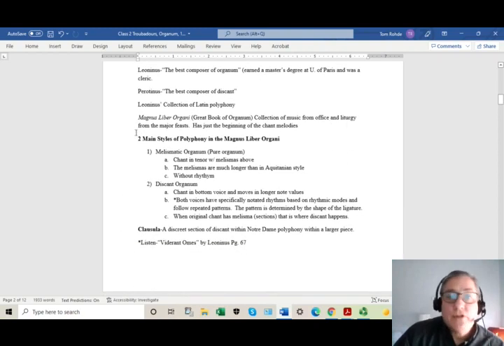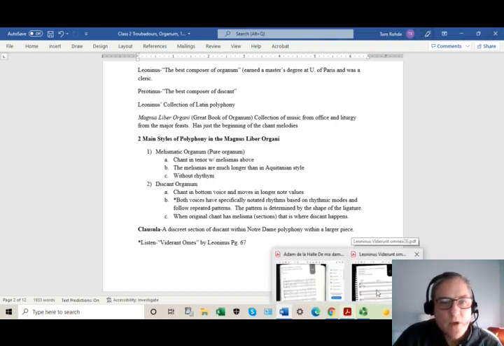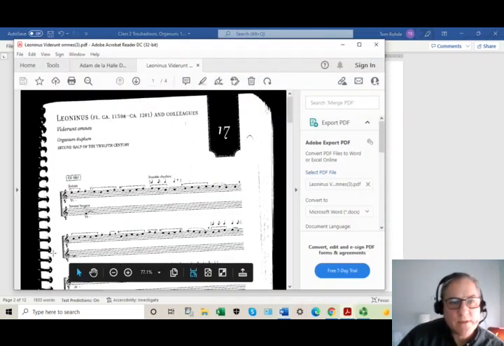There are two types or styles of polyphony found in the Magnus Liber Organi. One is melismatic organum, also known as pure organum, and this is when we have a chant melody in what's called the tenor voice with melismas above. I'm going to show you an example of that. So melismatic organum in notation looks like this.